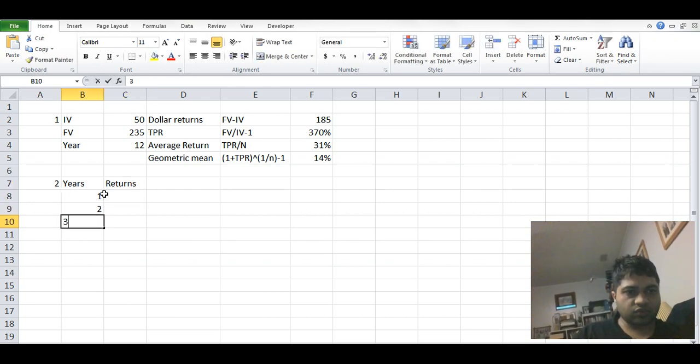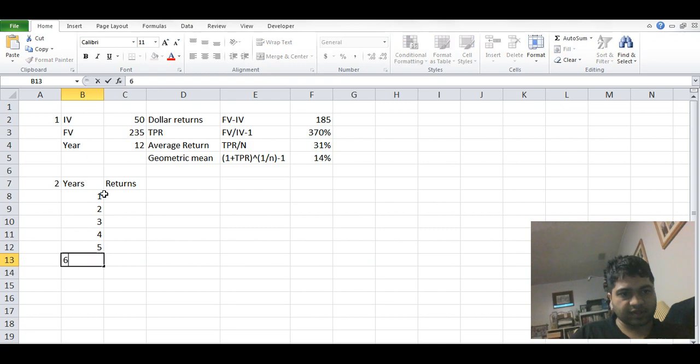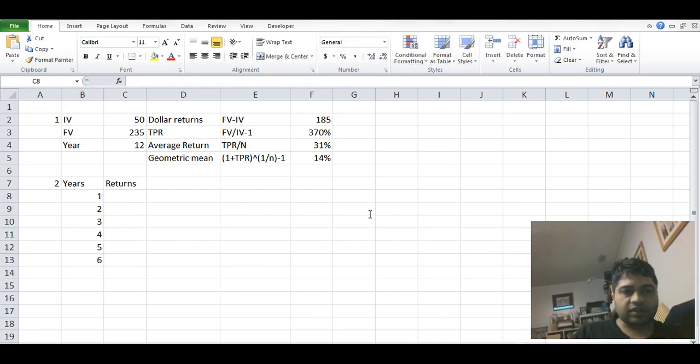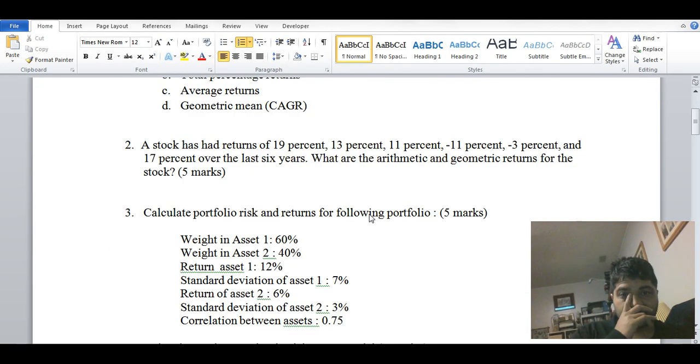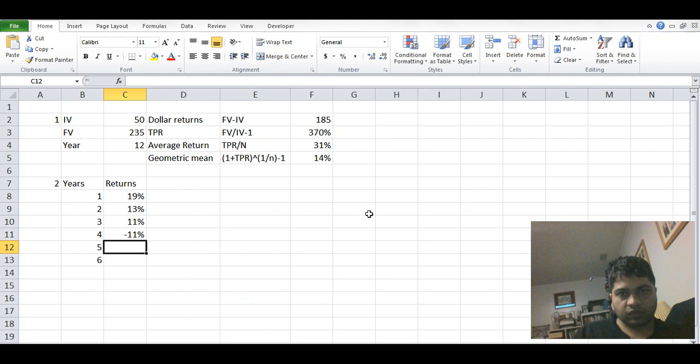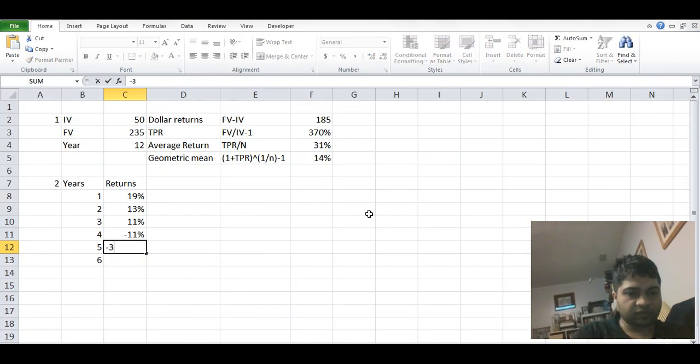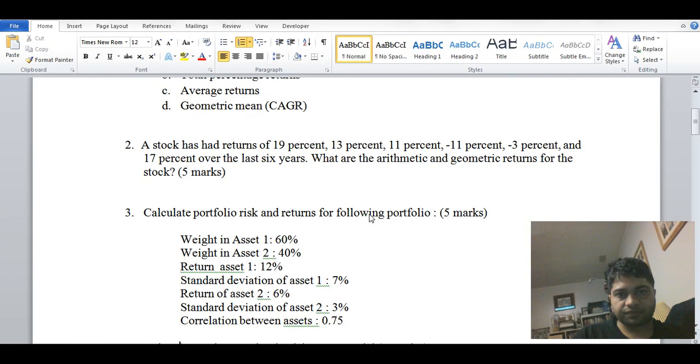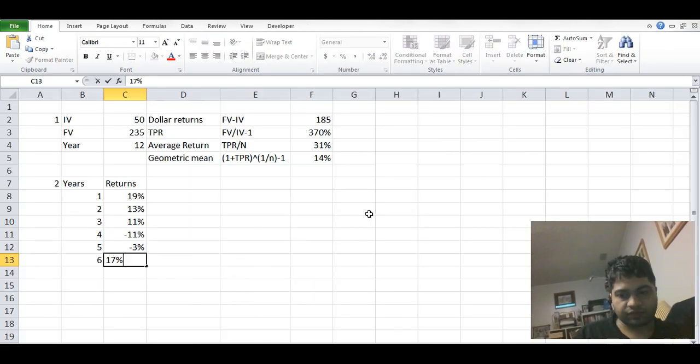So here is 1, 2, 3, 4, 5 and 6. Let's say the returns are 19%, then 13%, 11%, minus 11%, minus 3%, and finally 17%. They're asking you the arithmetic mean and geometric mean.